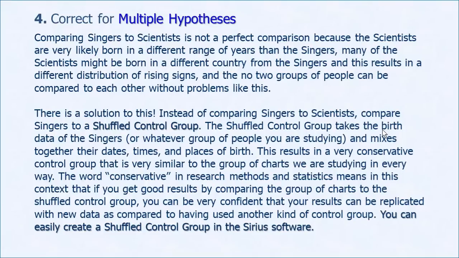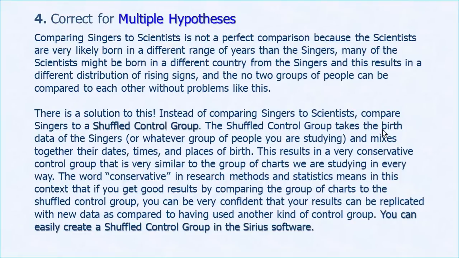Instead of comparing singers to scientists, or singers to baseball players, or politicians, any other group, what you can do is compare singers to what we call a shuffled control group, is a term a lot of us are using for this. A shuffled control group. This is an idea I found out about maybe 15 years ago or so, I don't remember. And when I heard this idea, I went, OMG, this is fantastic. Just marvelous. It's a simple idea. And all it is this.